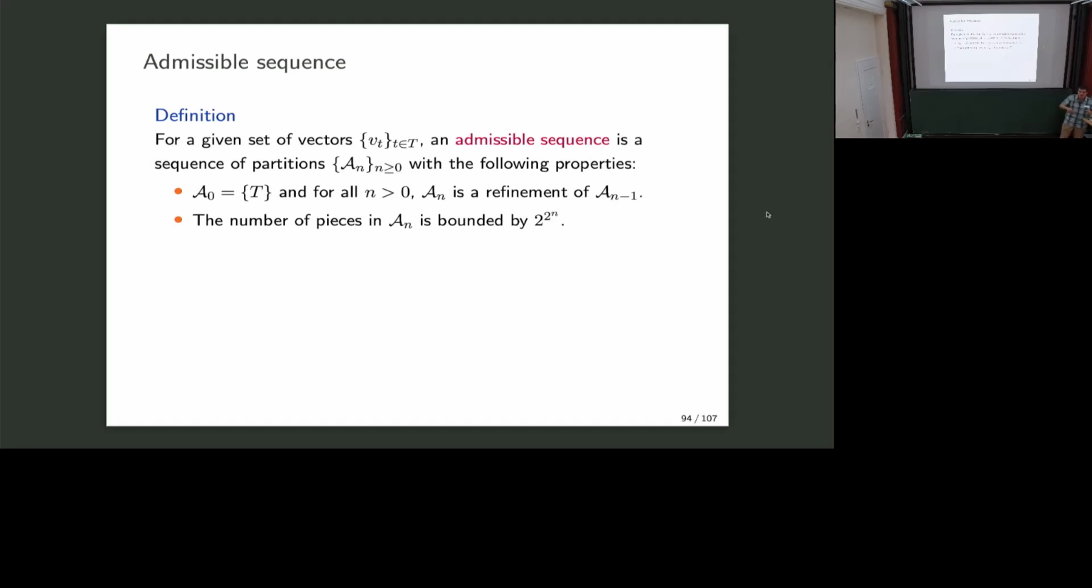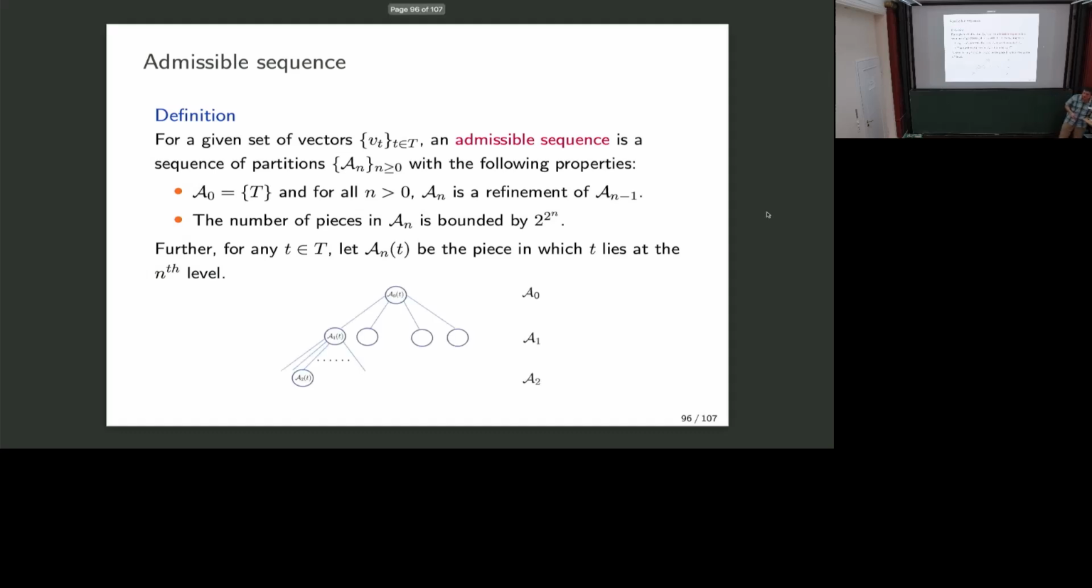A0 is the initial partition. All the points are in one cluster. A1 is a refinement. We're going to break A0, that one cluster, into multiple pieces. A2 is a refinement of that. We break each of the pieces in A1 into subpieces, and so on and so forth. Moreover, we have this bound. An admissible sequence is one where we have a bound on the number of pieces in the nth level of the partition. At level n, you have at most 2 to the 2 to the n pieces. I think there's a picture. Here at level 0, all the points in the cloud are in the one cluster. 2 to the 2 to the 1 is 4.